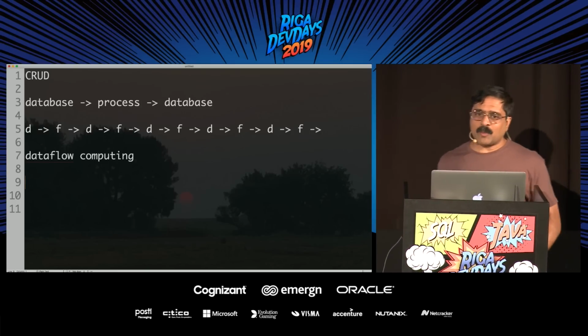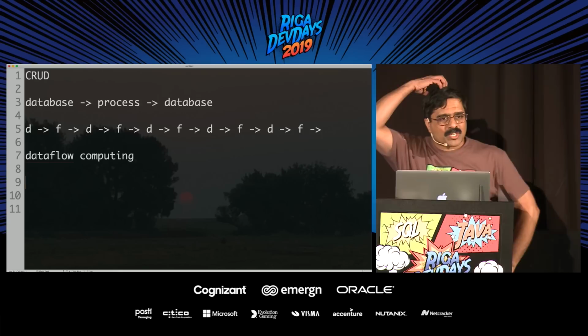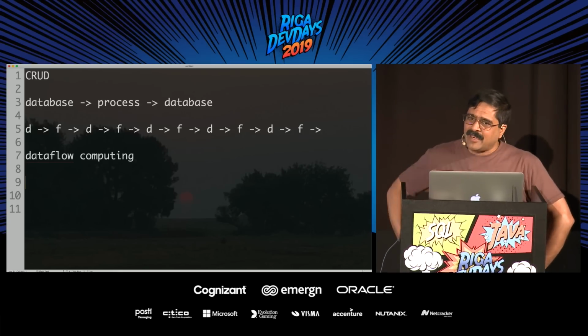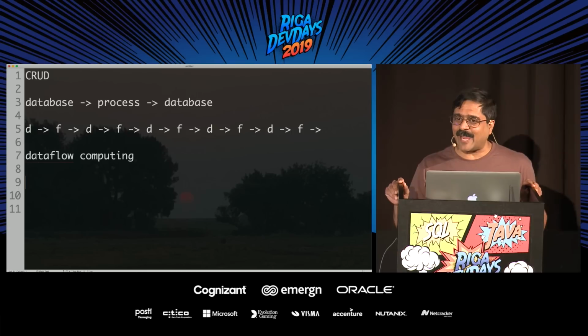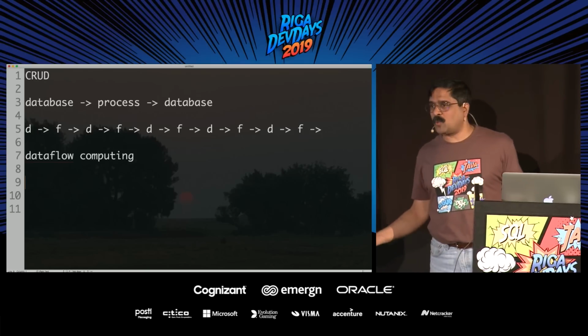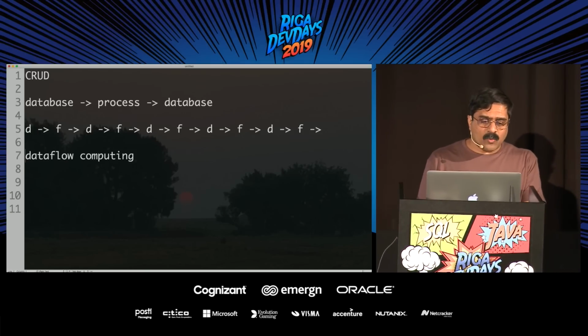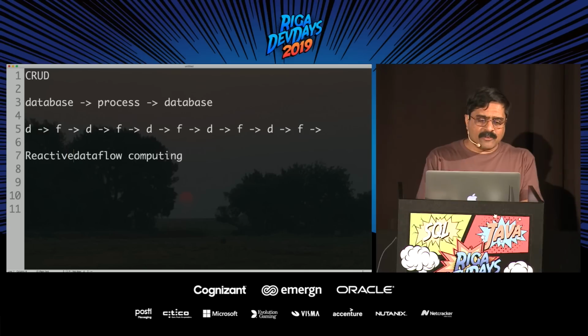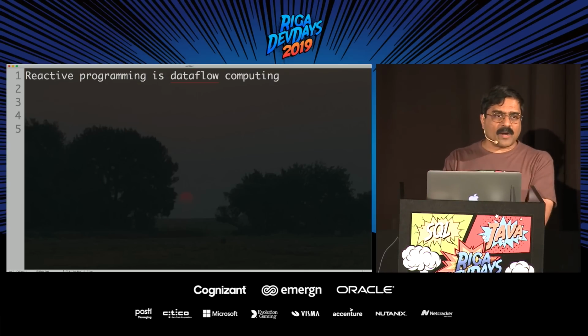You suddenly hear people talk about serverless computing and Amazon Lambdas, and you're scratching your head. Why are you renaming data flow computing all over again? Because the new kids are like, this is exciting. So serverless computing is a rebranding of what we did in the 80s. It's really data flow computing. So in that regard, I'm going to say reactive programming is data flow computing, and that's what it really is.